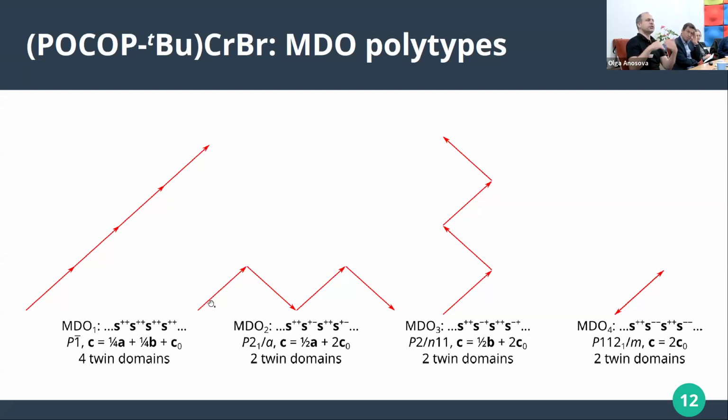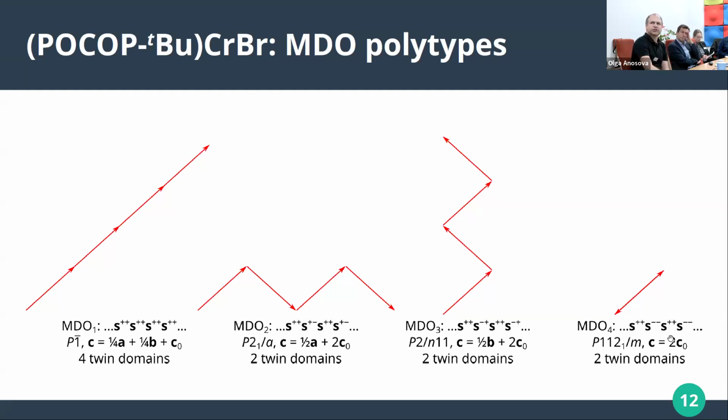If we change the B direction, then again the triple is determined, and we always change the B direction, so we get a monoclinic polytype MDO2, or we can change the A direction, then we get MDO3, it goes right, left. Or we change both directions, then we go back and forth, basically, and that's another monoclinic polytype, which is MDO4.